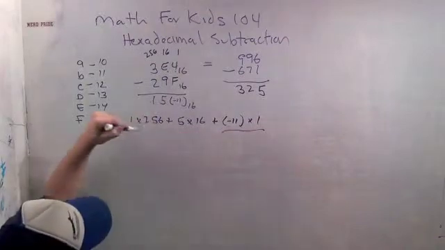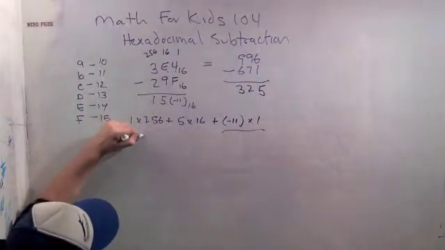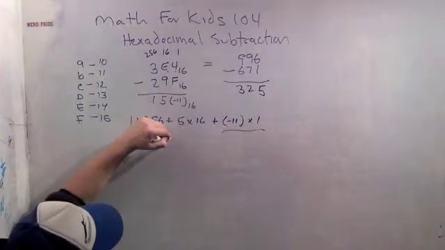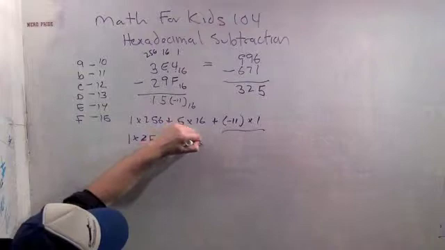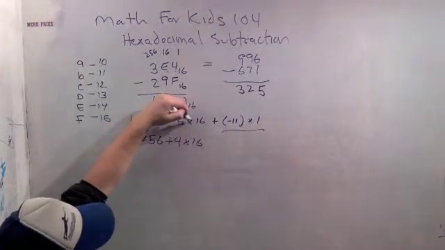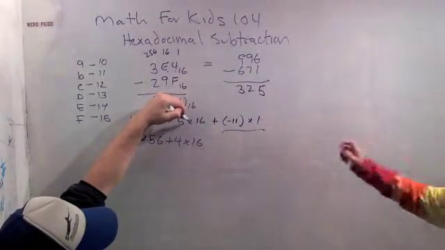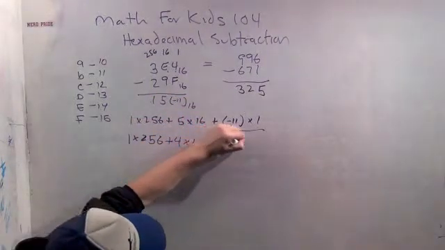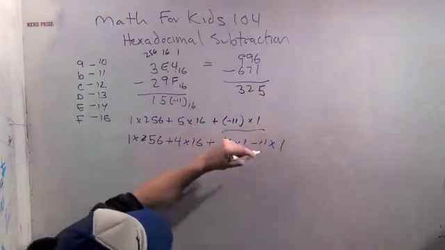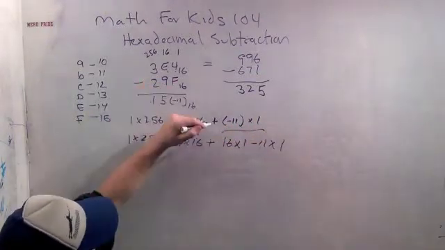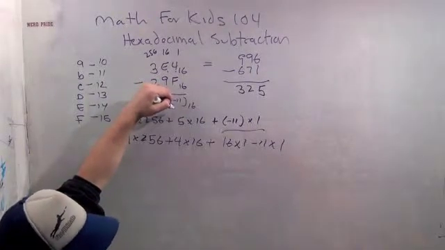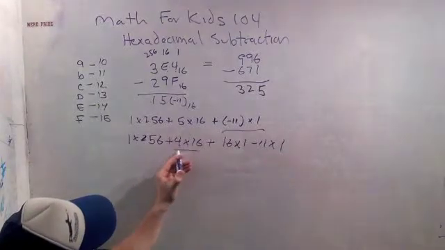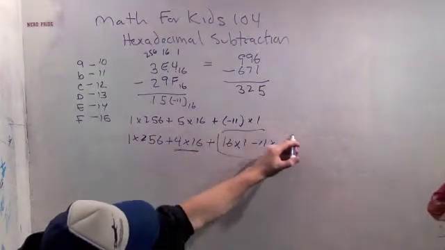So we're going to do the same thing here. 1 times 256 plus 4 times 16. I'm just going to take a 16 from here, and I'm going to put it with this minus 11, plus 16 times 1 minus 11 times 1. Something that's not allowed over here is a minus 11. We don't like minus 11s. So what I do is I bring a 16 from over here and group it with here.